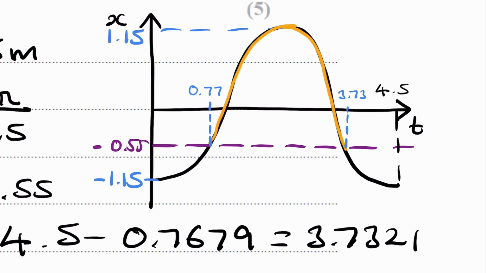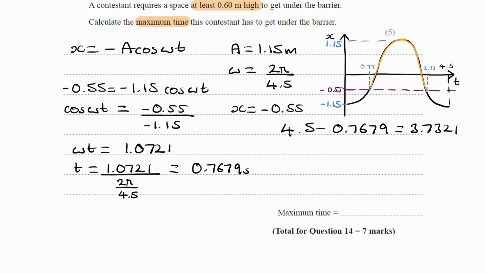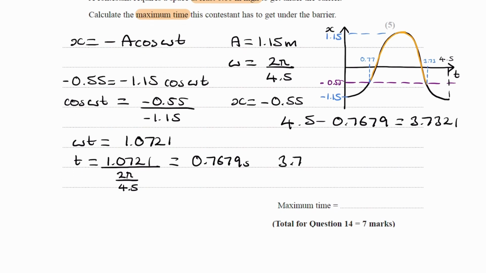And now we find the difference between this time and this time to get our answer. So 3.7321 minus 0.7679, and that gives us 2.9642, 2.96 seconds. That is the time that the contestant has to get under the barrier.